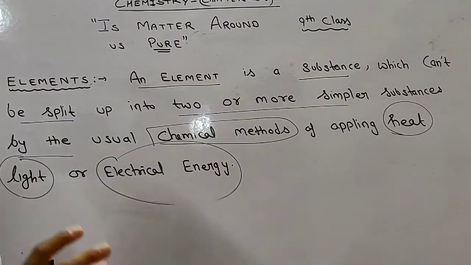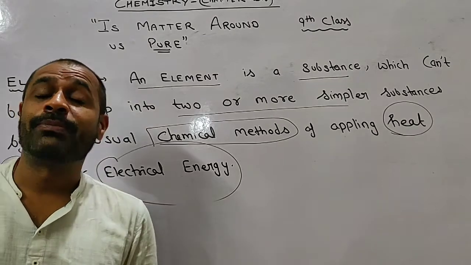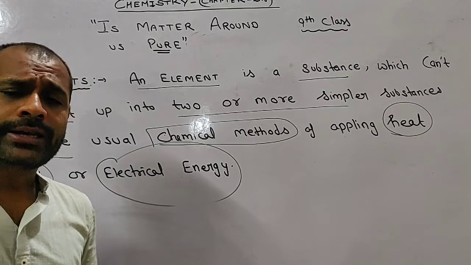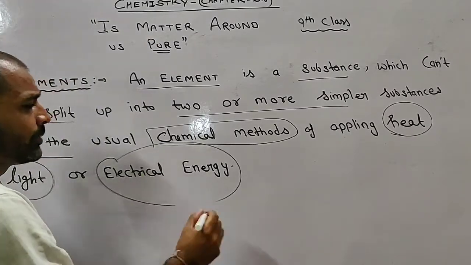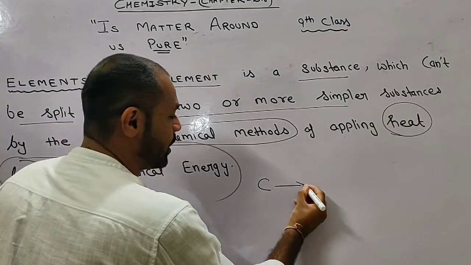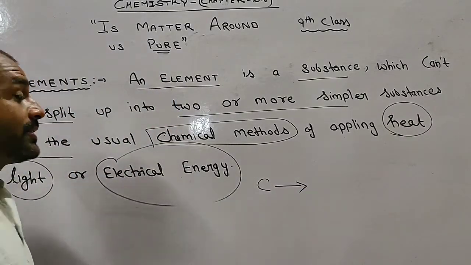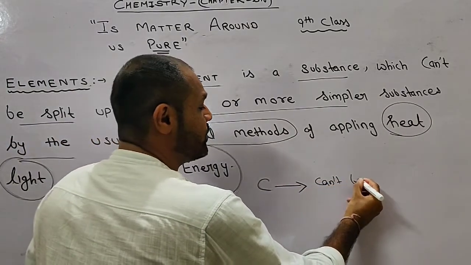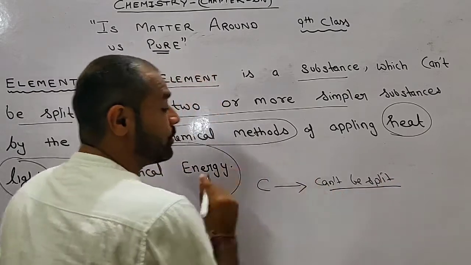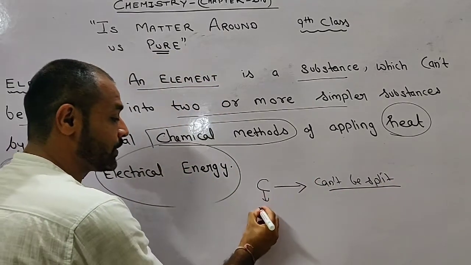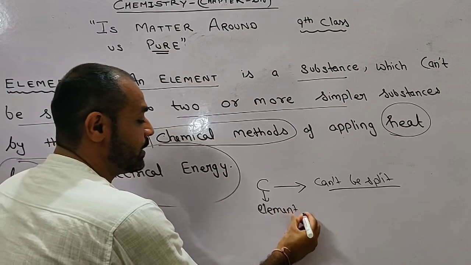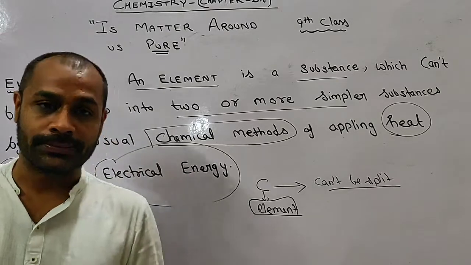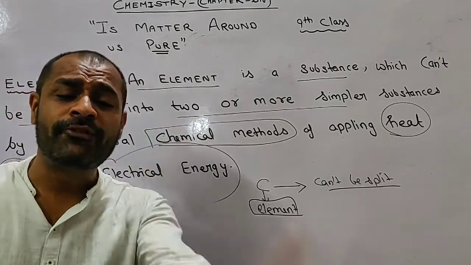Clear? So as we have already discussed the example of hydrogen and oxygen elements, you can take any other example. Say I am talking about the carbon element. When we apply the simple chemical methods, that carbon also cannot be split. This also cannot be split if it is an element. So remember one thing, this is not a matter of hydrogen and oxygen only. This is the matter of every element.